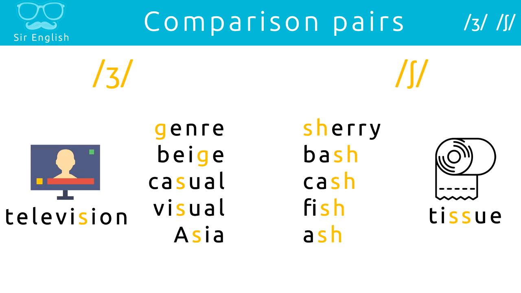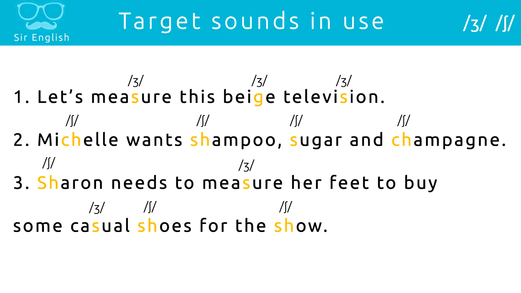Okay, so as I said, they're not minimal pairs, but both sets of words contain the target sound. So that's what I want you to focus on. Now, let's move on to the last section of this lecture, the target sounds in use. So the first sentence has some examples of j. So repeat after me. Let's measure this beige television.